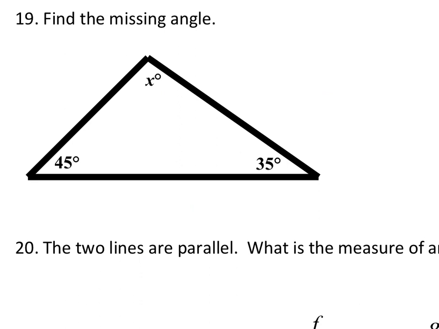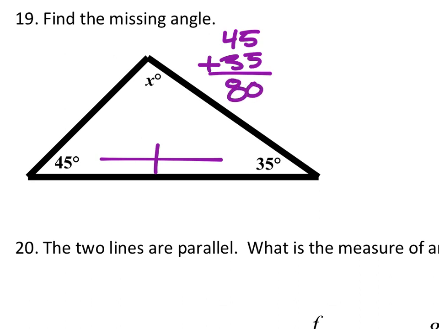Number 19, find the missing angle. This is from the last unit, so hopefully this one is at least slightly fresh in your mind. So I know all three angles have to add up to 180, so I'm going to take these two and add them together, 45 and 35. When I add these together, I get 80, so that would be a combination of 80 degrees. I'm going to take that 80 and subtract it from 180, because all three need to add to 180, right? And that would give me 100 degrees.